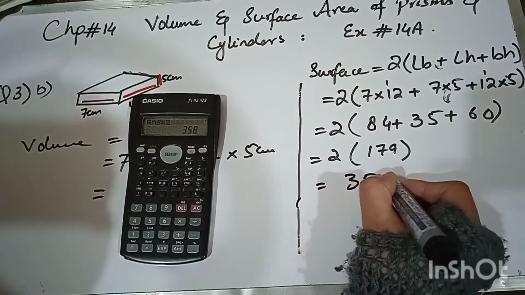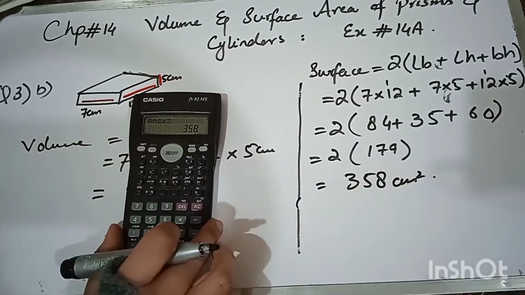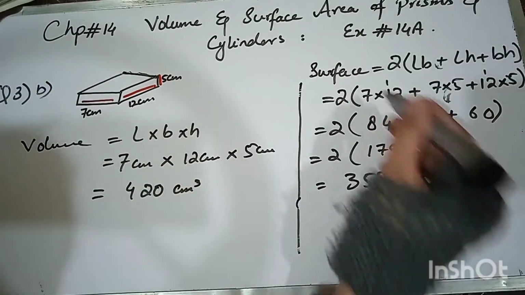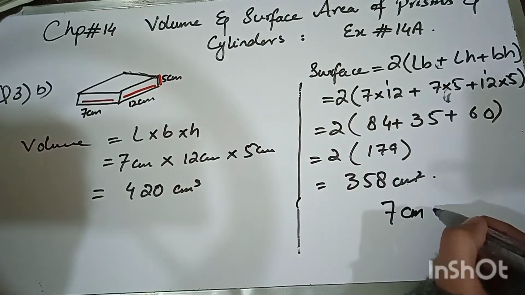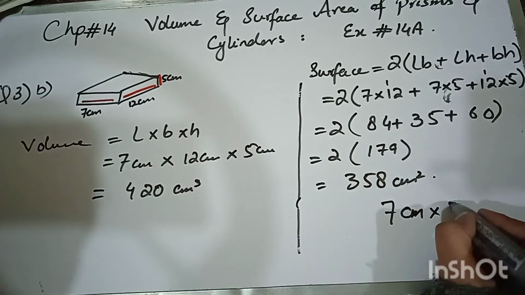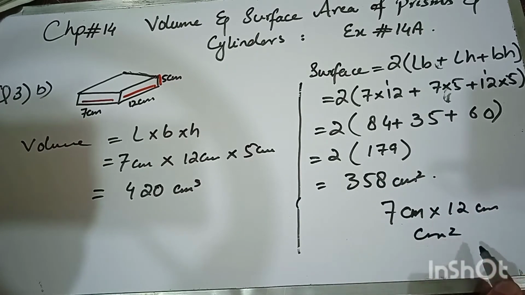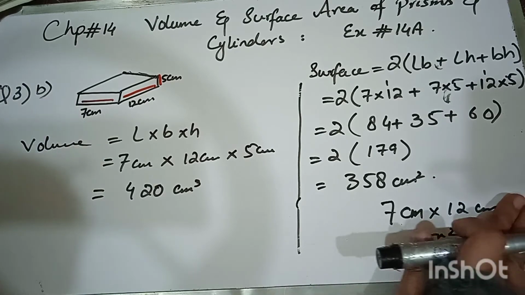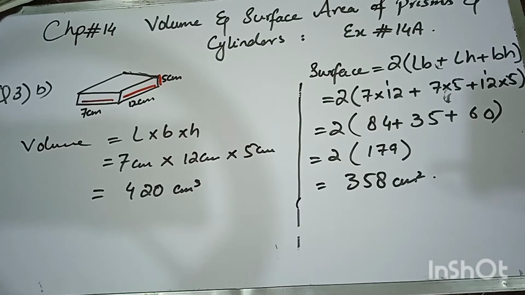So we have the answer 358 centimeters square. Okay, and why is it centimeter square? Because we have a centimeter of the length as well as a centimeter of the breadth. Suppose we have the breadth 12 centimeter, so centimeter times centimeter will become centimeter square. That's why in the answer we have centimeter square. Now we move towards the third figure.